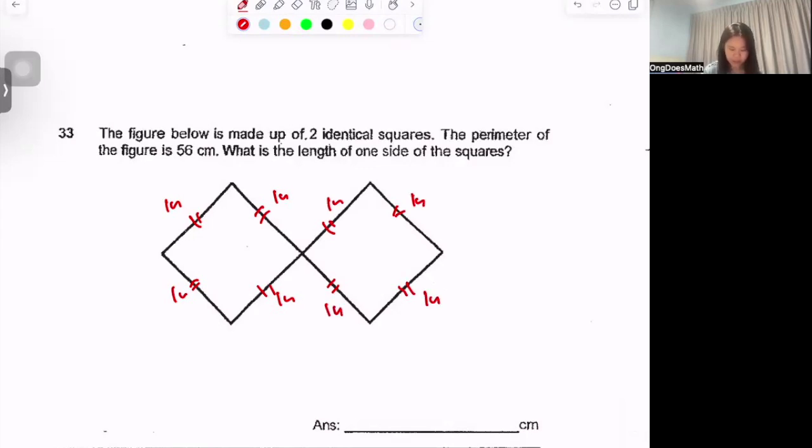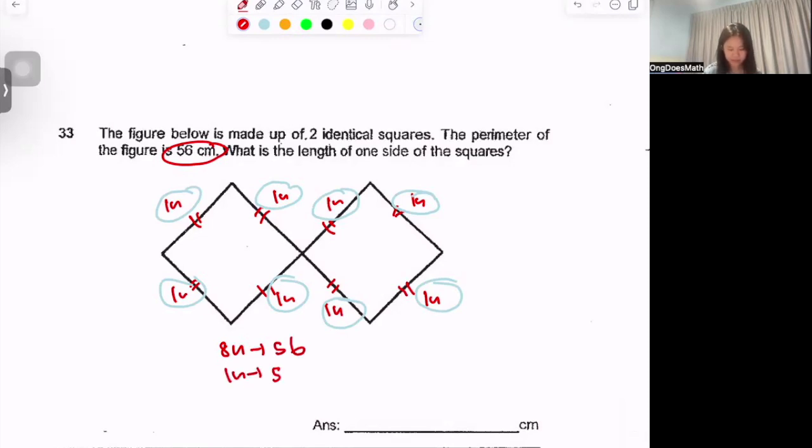And we are given that the perimeter is 56 cm. So when you add up this plus this plus this plus this plus this plus this plus this plus this, you get 56 cm. Which means when you add them up, you're supposed to get 8 units, right? So 8 units is supposed to give you 56 cm. So 1 unit is just 56 divided by 8, good. Which is 7 cm.